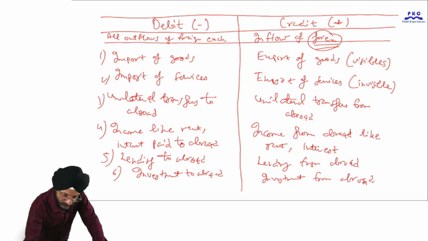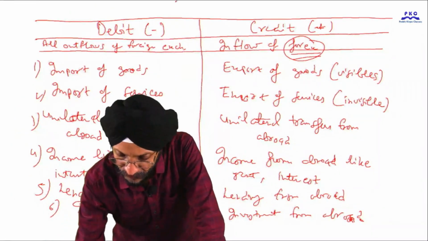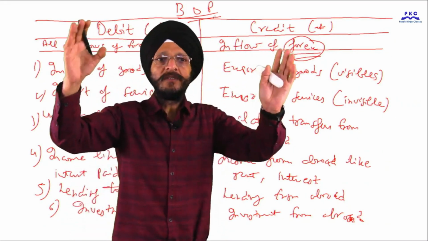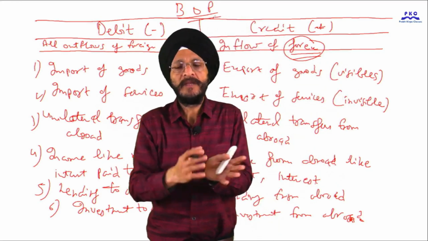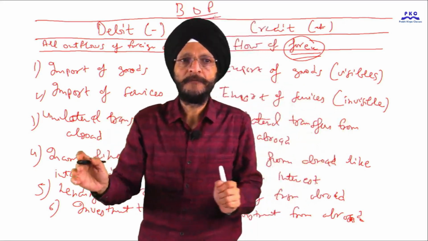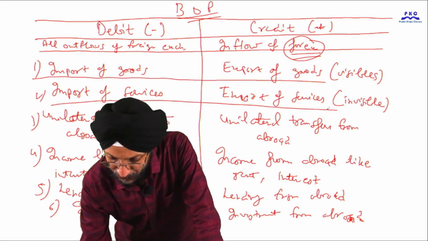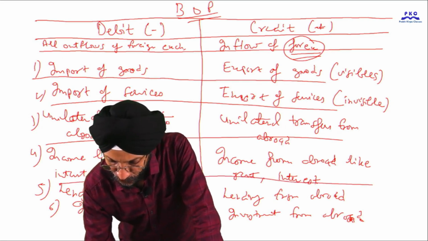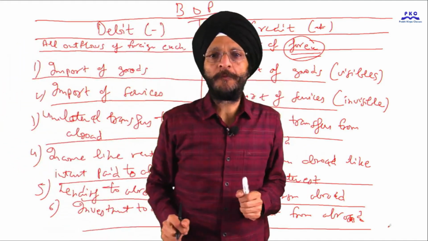So in this way, it is broadly a form of balance of payments, how the entries are made in the balance of payments. This is a broad outlook. There may be many more entries which may come. We are here only discussing the broad view of the same, so that you can understand what is the format of the balance of payments.